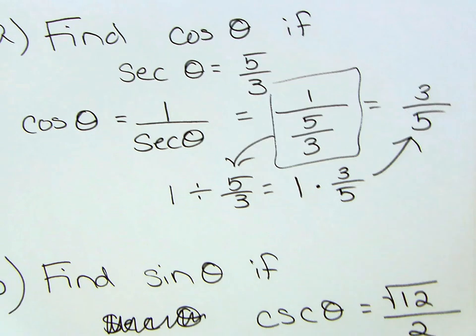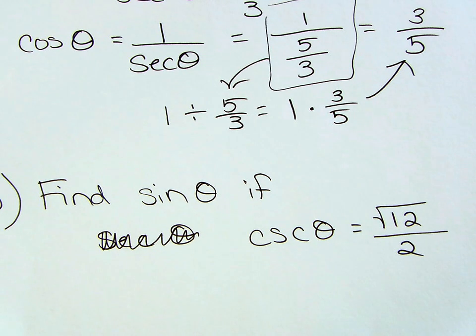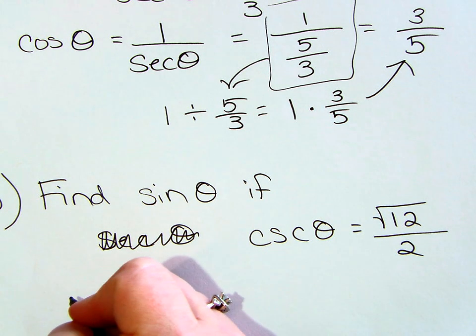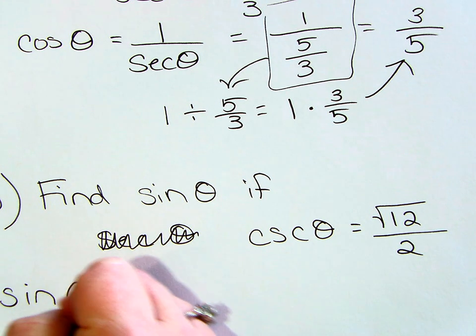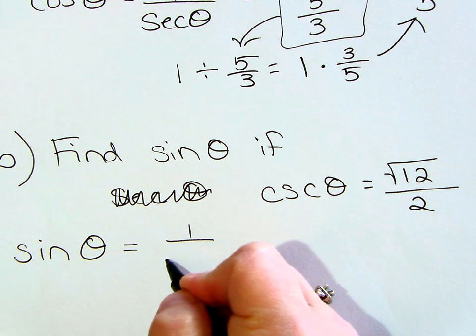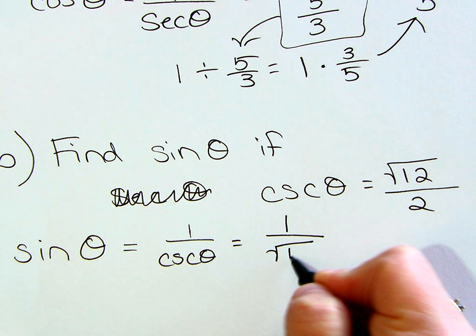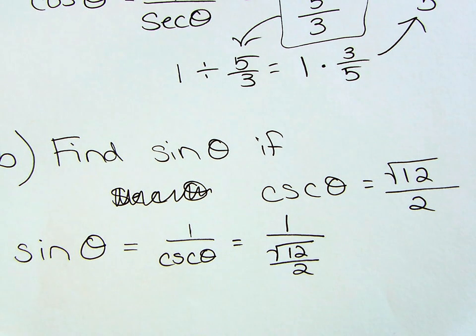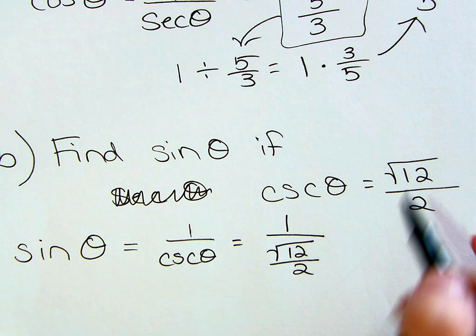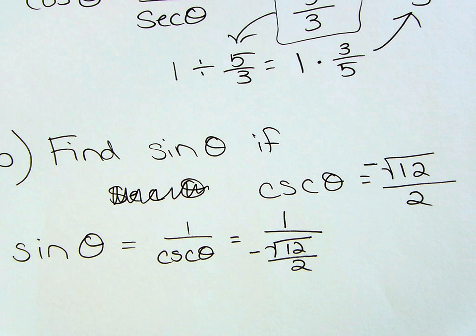Okay, let's do a sine one. Let's find sine if the cosecant of theta is the square root of 12/2. Based on our identities that we just learned, we know that sine of theta, let me slide up a little bit, is 1/cosecant of theta. So this is 1/(the square root of 12/2). And I feel like I copied it down wrong. I did. This is supposed to have a negative out here, guys. Sorry about that. Add that little negative.